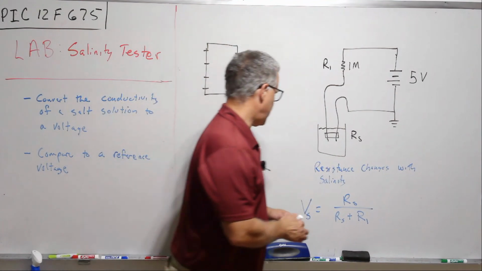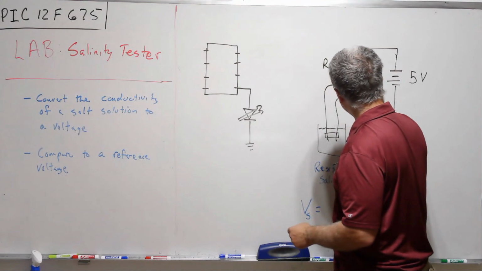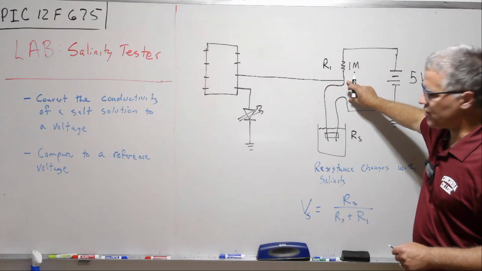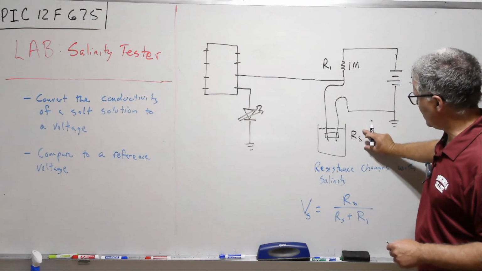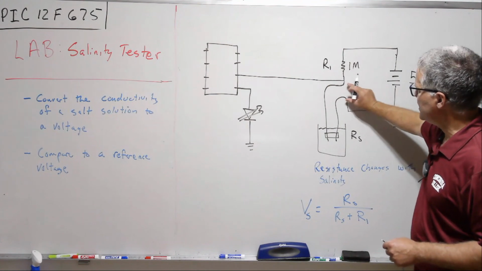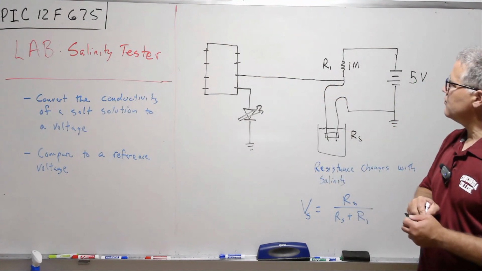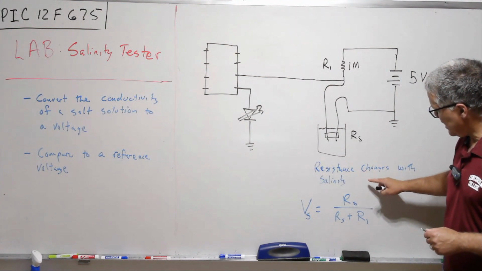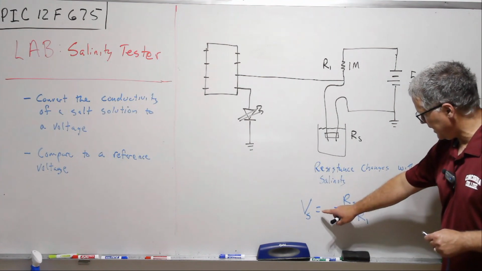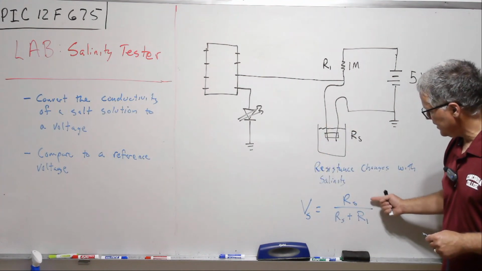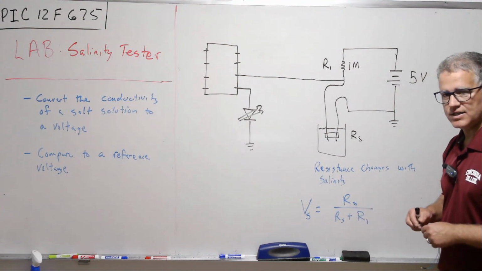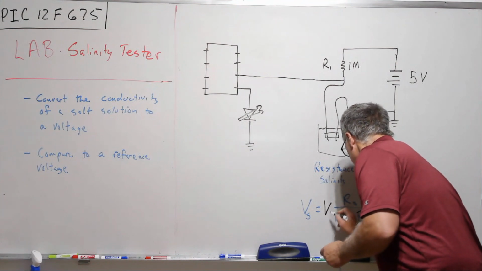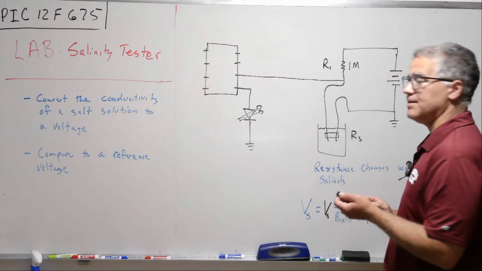Simple voltage divider. We're going to take the voltage across the resistance of the solution, which we'll call RS, and bring that into pin 1, which will compare to a reference voltage. The voltage across here is simply RS divided by RS plus 1 times V source, V naught, so times the 5 volts.